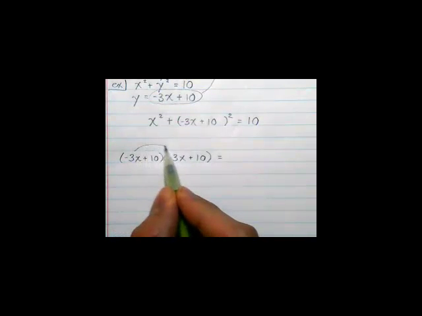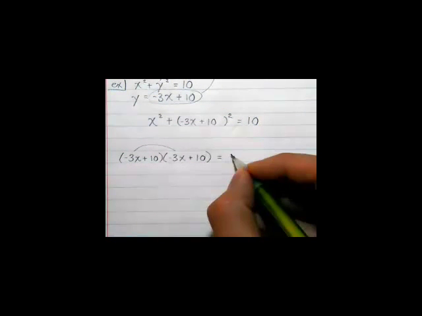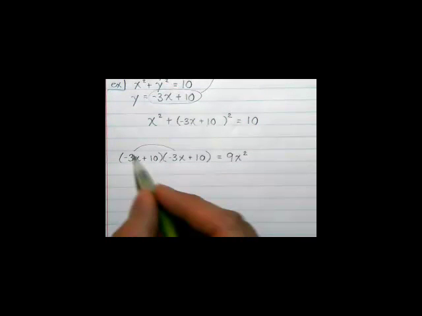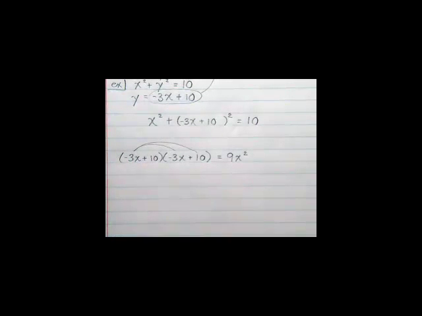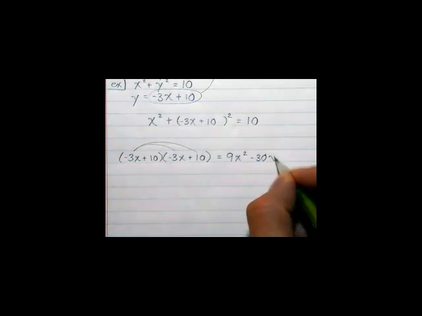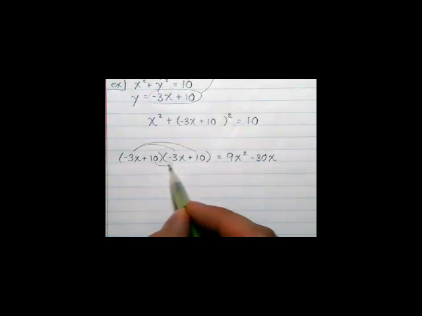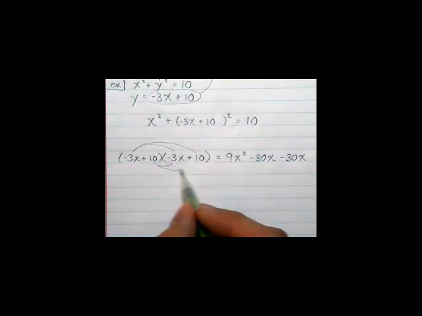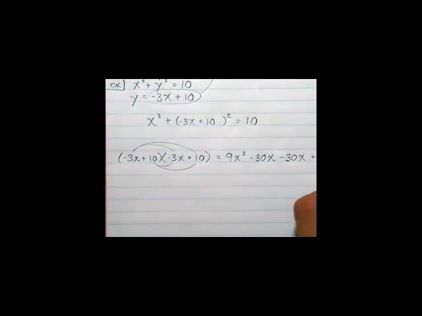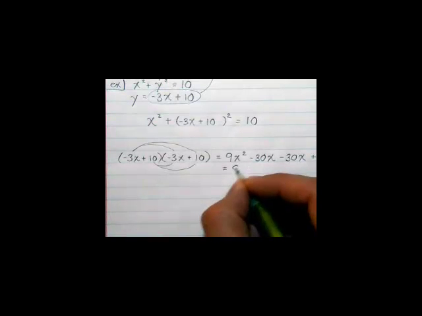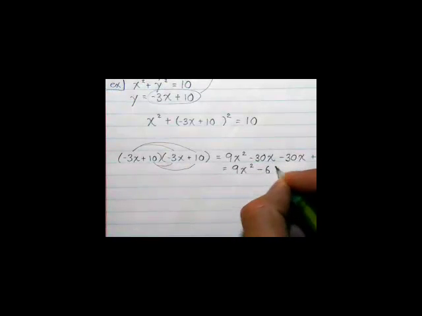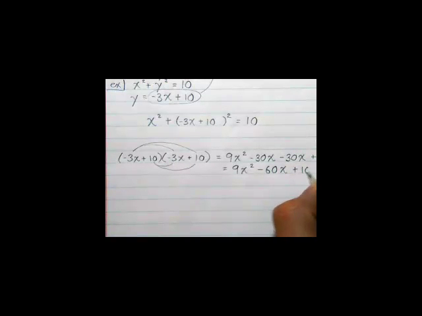Negative 3x times negative 3x is 9x squared. Negative 3x times 10, negative 30x. And then same thing with the 10. 10 times negative 3x, negative 30x. And then 10 times 10, 100. So if you combine the two terms together, what you actually have here when you square this thing is 9x squared minus 60x plus 100.